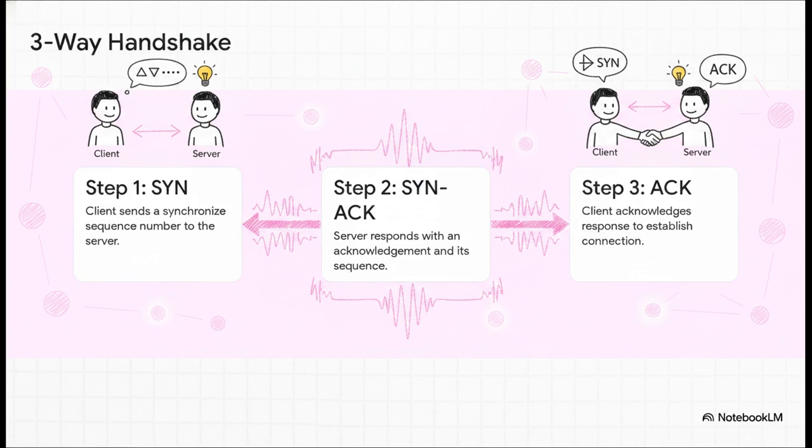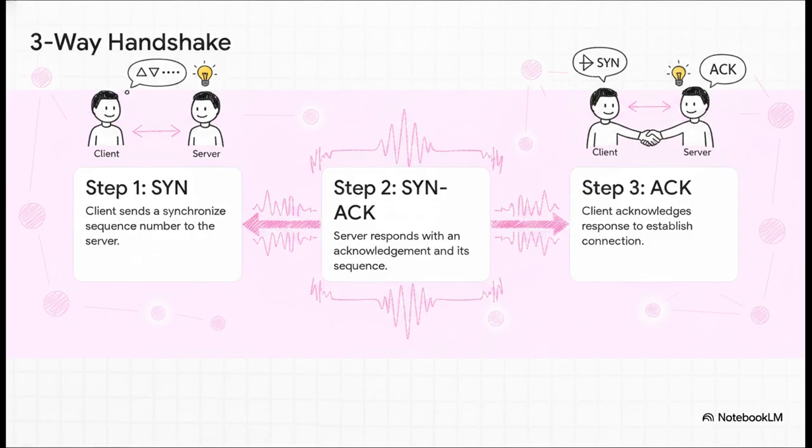Step 1. The client reaches out to the server. It sends a segment with the SYN flag set. In human terms, the client is basically saying, "Hello, I'd really like to talk, and here's the sequence number I'm starting with." Step 2. The server receives this and responds by setting both the SYN and ACK flags. So now the server is saying, "I hear you, hello, I acknowledge your sequence, and here's my own sequence number to start our conversation."